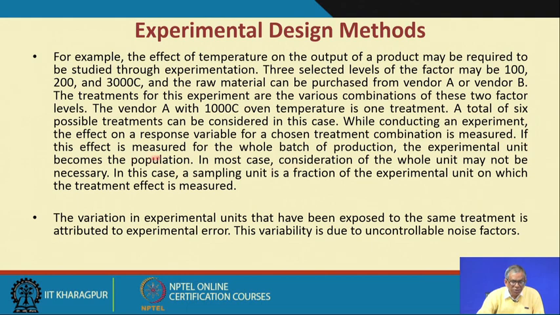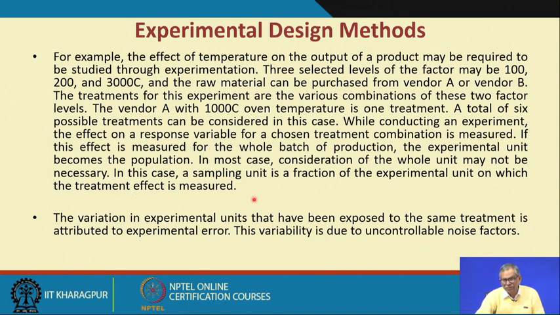is measured. If this effect is measured for the whole batch of production, the experimental unit becomes the population. Is it okay? That means you have considered all sorts of combinations. In most cases, consideration of the whole unit may not be necessary. Is it okay? Sometimes the results are repetitive. So, when you study a particular system, the study for the entire population may not be necessary. So, in this case, a sampling unit you select, and what is a sampling unit? A sampling unit is a fraction of the experimental unit on which the treatment effect is measured.